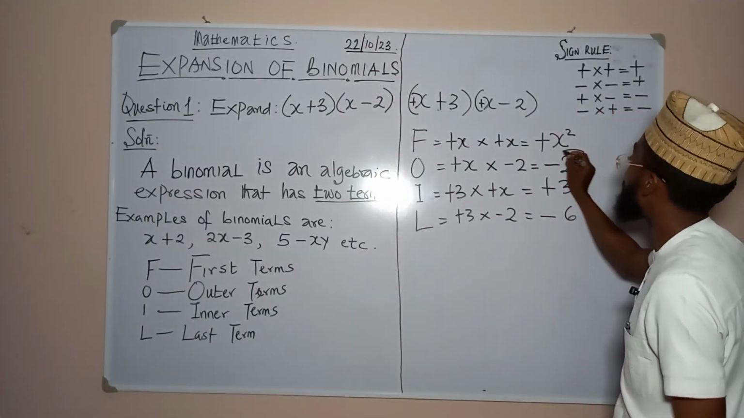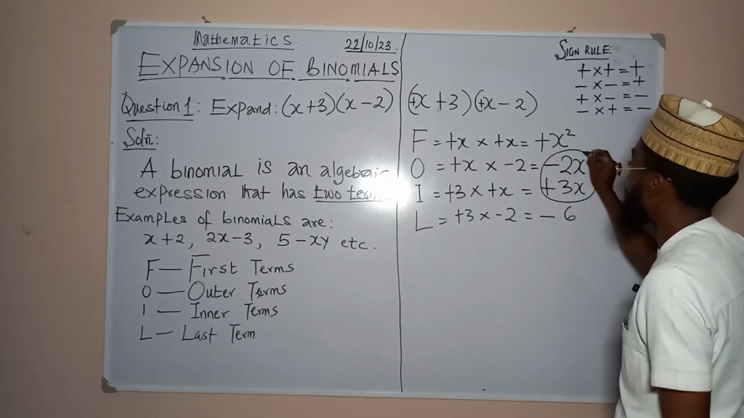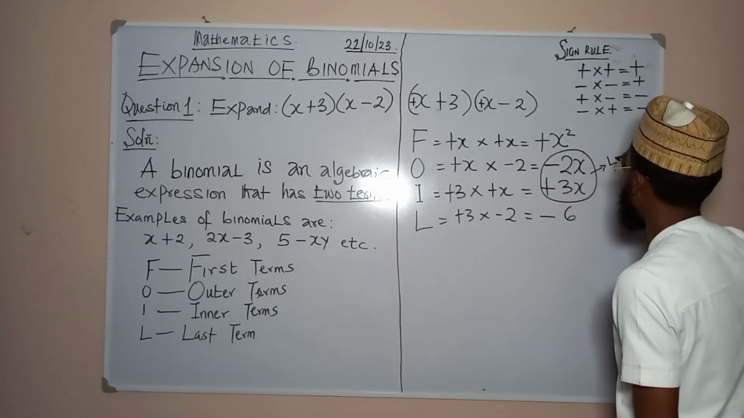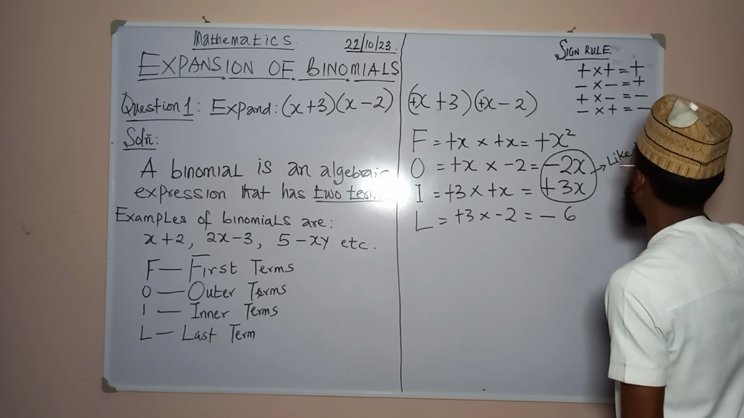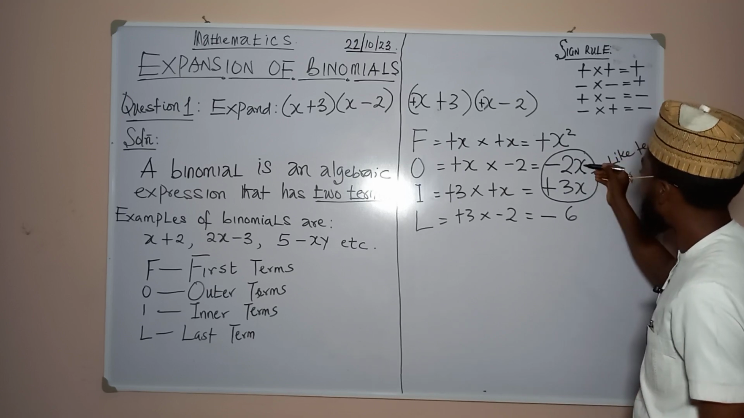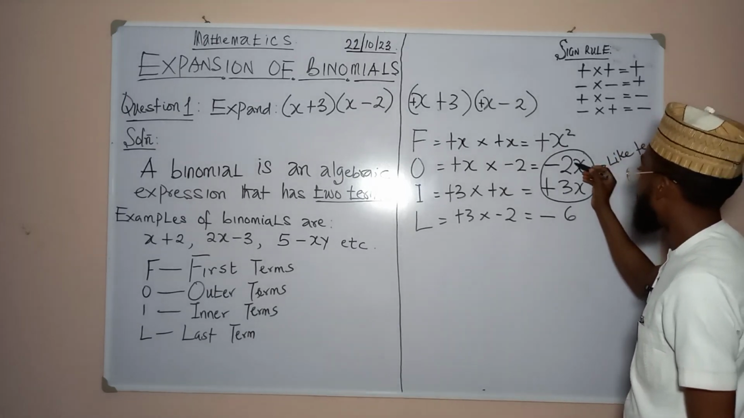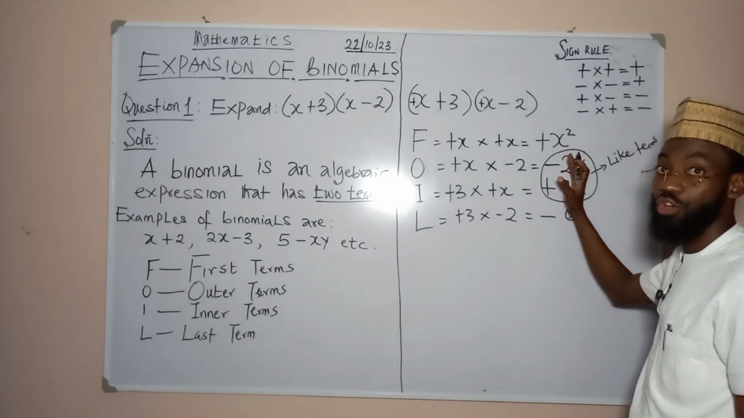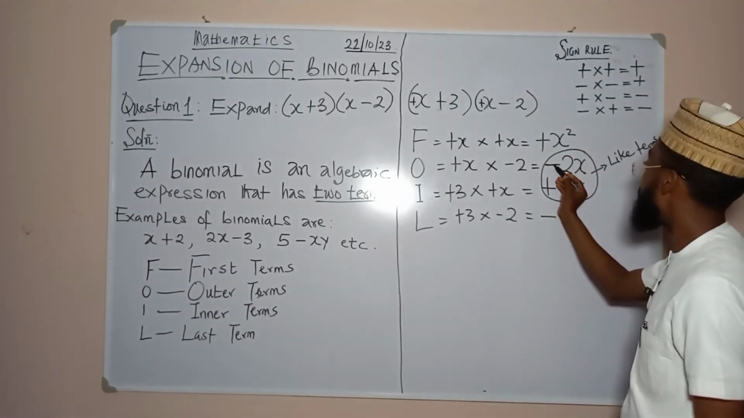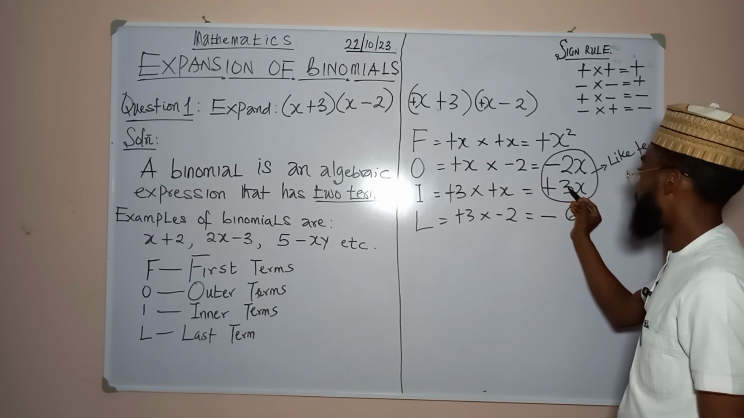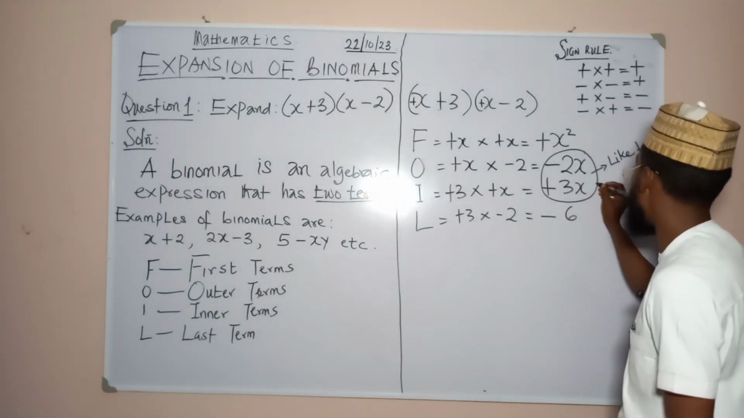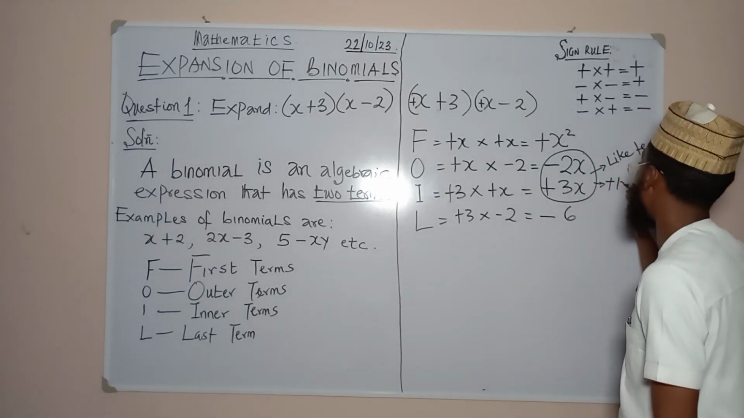Now we are going to critically look at the terms in the middle. These are referred to as like terms. Why do we call them like terms? Because they have the same variable and the same power. And like terms are usually added or subtracted together. I am owing 2 and I pay 3. It means I paid in excess of 1. So this is going to give me plus 1x.